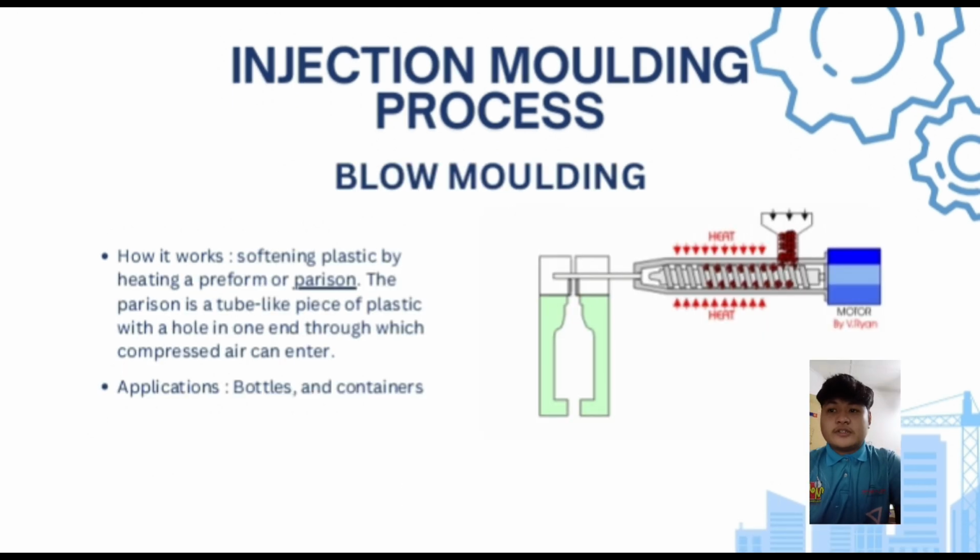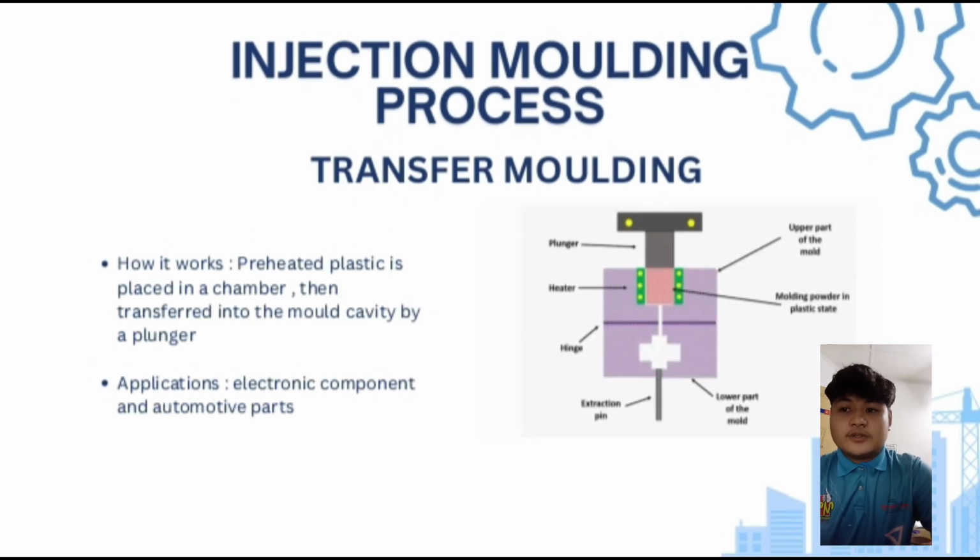Second is blow molding. How it works: softening plastic by heating a preform or parison. The parison is a tube-like piece of plastic with a hole in one end through which compressed air can enter. So application: bottle and container. Next, transfer molding. How it works: preheated plastic is placed in a chamber, then transferred into the mold cavity by a plunger. Application: electronic component and automotive part.